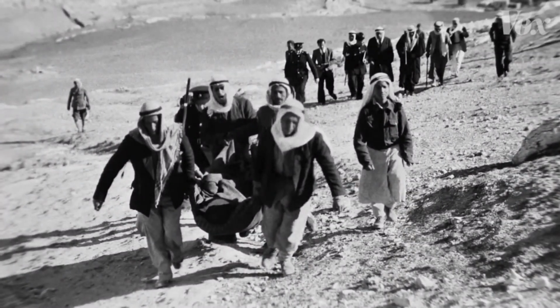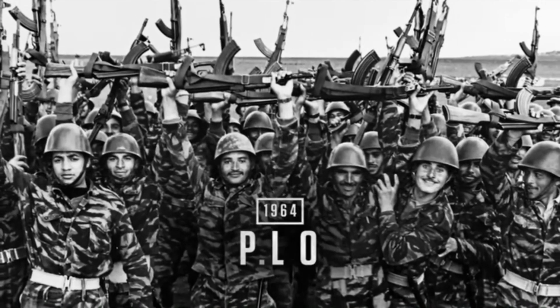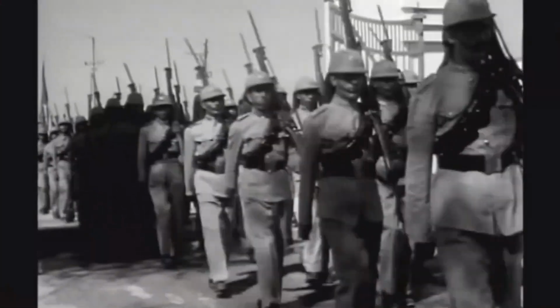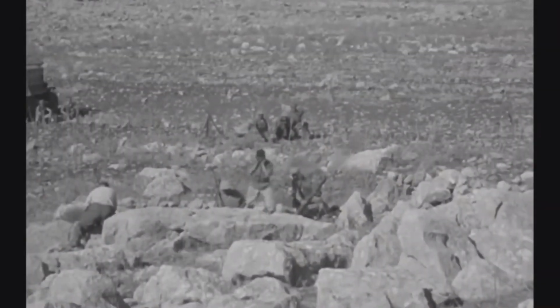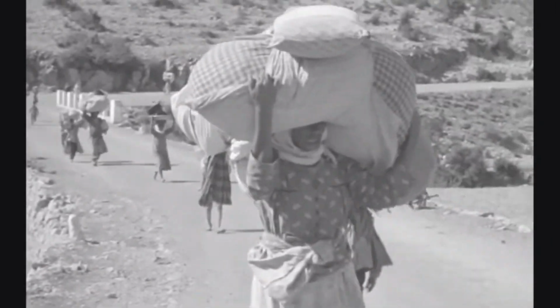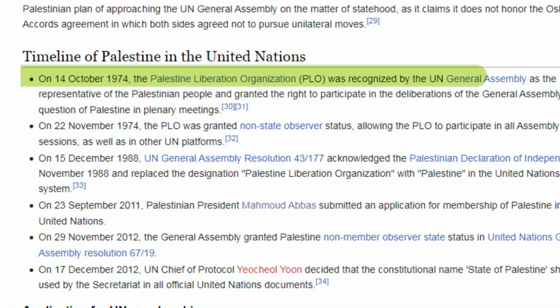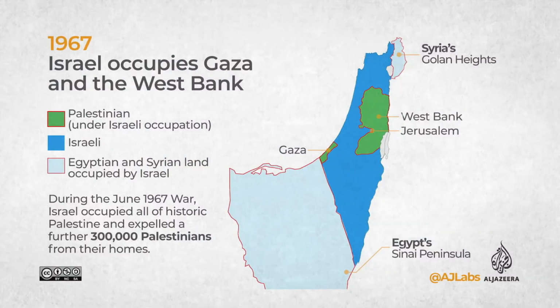For this reason, in 1964, the Palestine Liberation Organization, PLO, was founded. Initially, their aim was to use weapons to achieve their goal, and they also wanted Israel to cease to exist. Because of this, the USA and Israel declared it to be a terrorist organization. However, in 1974, the PLO was officially recognized by the United Nations General Assembly as the representative of the Palestinian people. It had been more than 10 years since Israel had occupied the Gaza Strip and the West Bank.